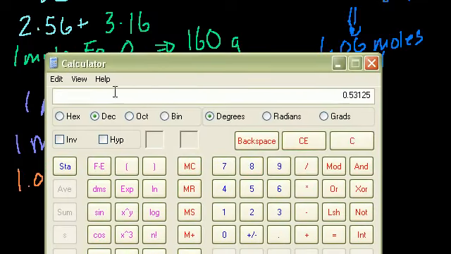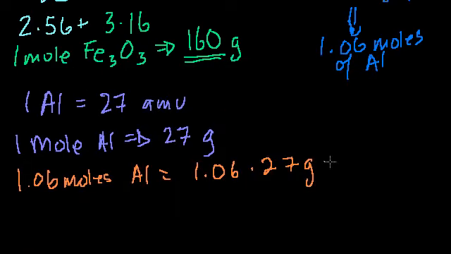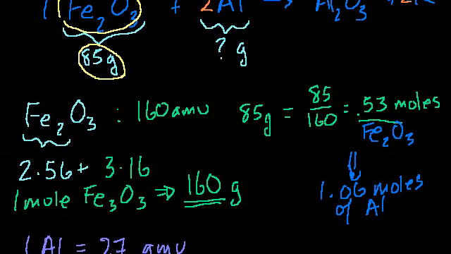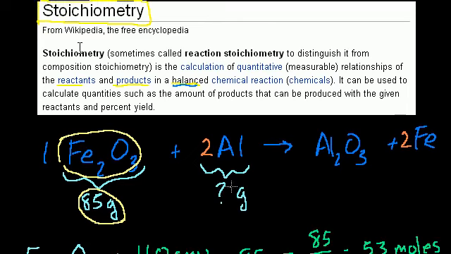So 1.06 moles of aluminium is equal to 1.06 times 27 grams. And what is that? 1.06 times 27 equals 28.62. So we need 28.62 grams of aluminium in order to essentially use up our 85 grams of the iron 3 oxide. And if we had more than 28.62 grams of aluminium, then there'll be some left over after this reaction happens, assuming we keep mixing it nice and the whole reaction happens all the way.